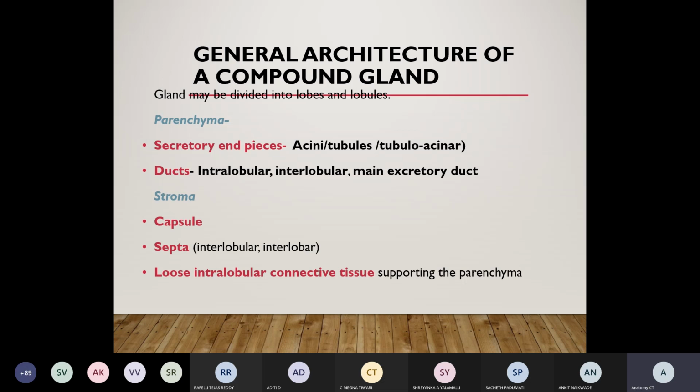When you see the stroma of that particular gland, we have the capsule, which encircles the complete gland, the duct or else the alveolus. That is again divided by septa, interlobular or intralobular, and we have loose interlobular connective tissue supporting the parenchyma. It means from the secretory part to the protecting part, both the parenchyma and stroma are connecting with each other to give a proper shape to this particular cellular element. So that is how a compound gland has its parenchymal and stromal arrangements.